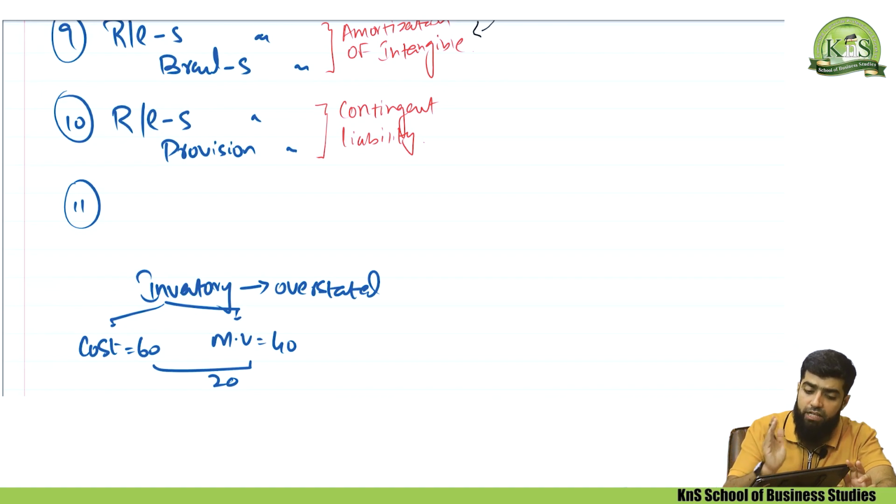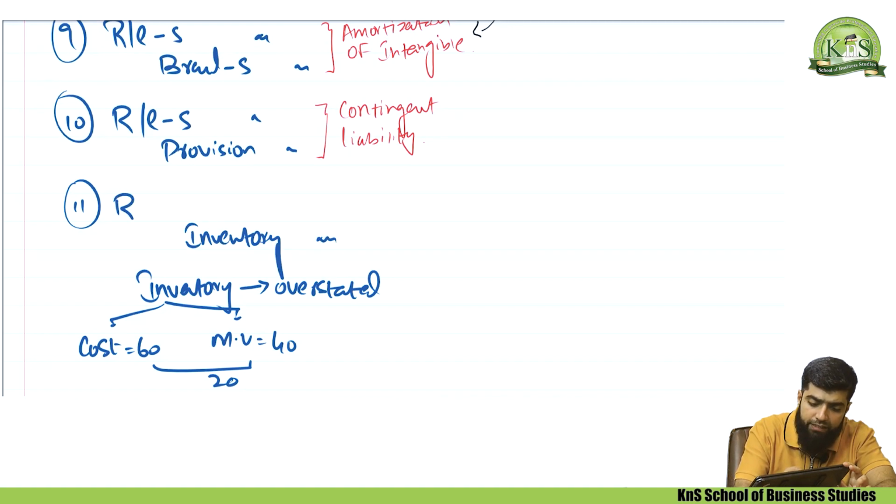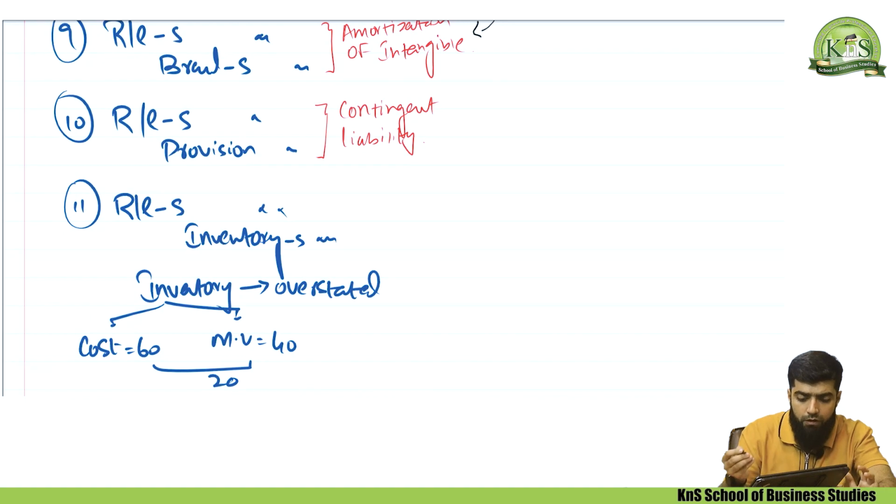Which means now the adjustment will be made. Now the inventory will be recorded at the market value. So inventory is overstated, which means we need to reduce the amount of inventory. So inventory will be credited, and definitely retained earning of a subsidiary company will be debited with the amount of 20 million, for which the value of the inventory is overstated.